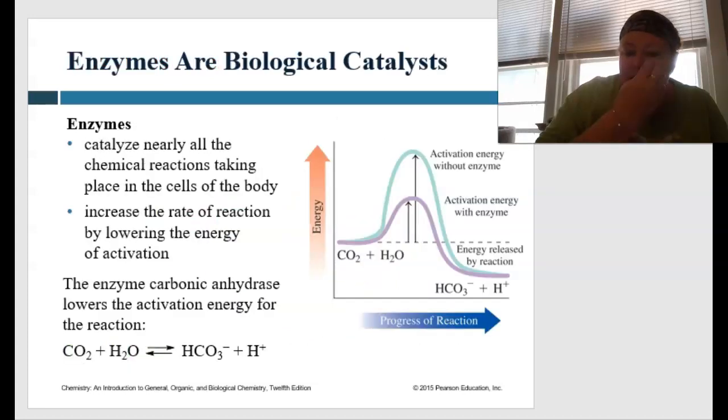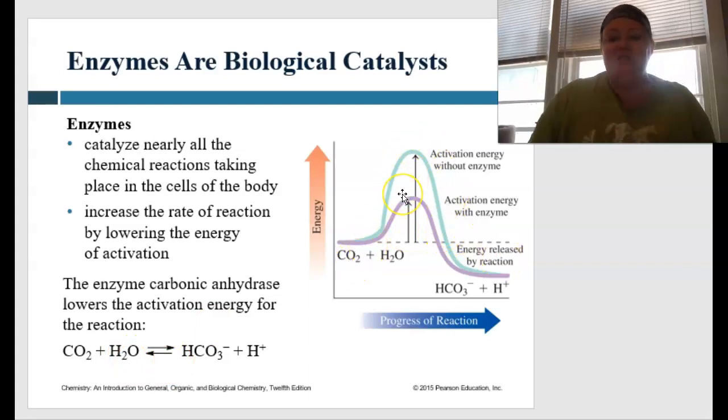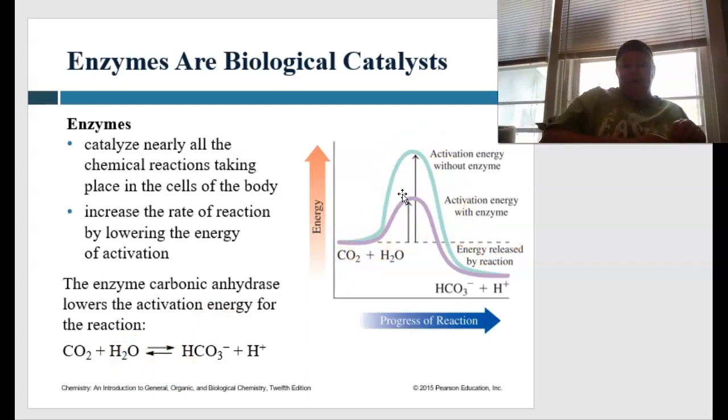So they catalyze nearly all chemical reactions that are taking place in the cells of the body. They increase the rate of reaction by lowering the energy that's required. And the enzyme carbonic anhydrase lowers the activation energy for the reaction, specifically for this one. So if the blue line here is the activation energy without an enzyme, and the purple is activation energy with an enzyme, you can see that it takes less energy to get the reaction done.